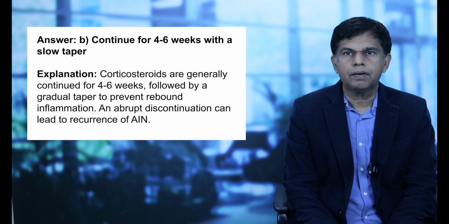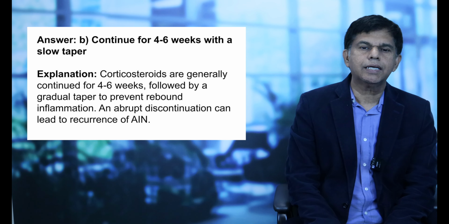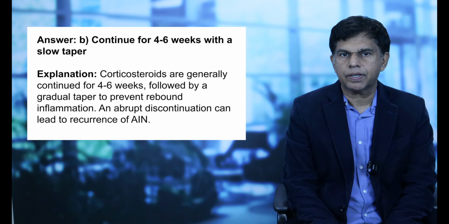Don't stop it right away. Corticosteroids are generally given for 4 to 6 weeks with a gradual taper. Abrupt discontinuation, my friend, can lead to recurrence of acute interstitial nephritis.